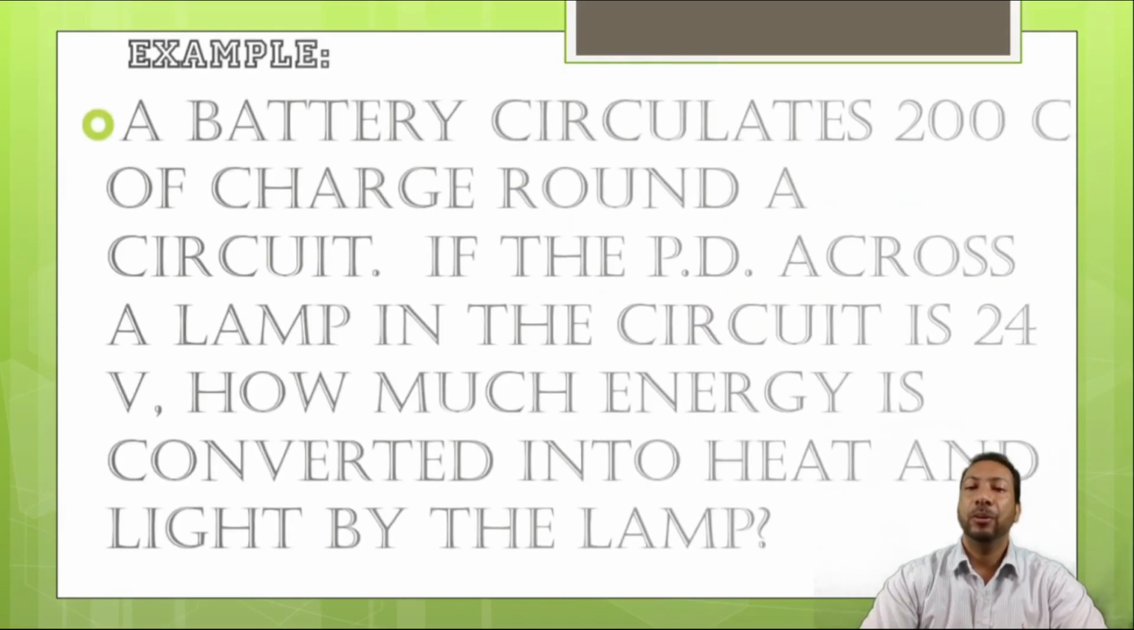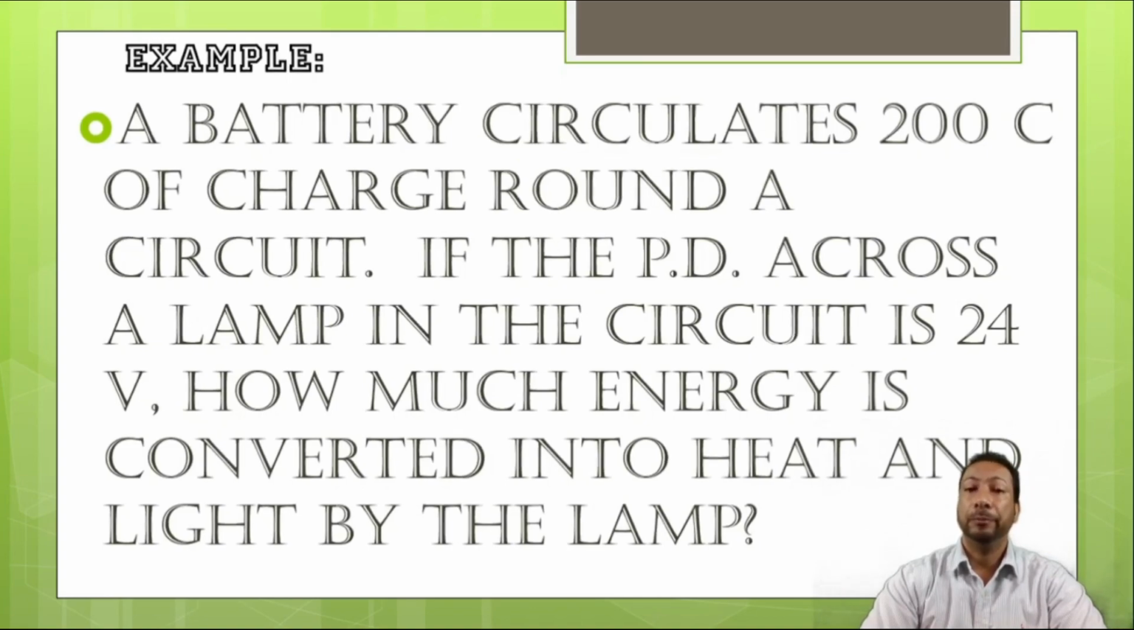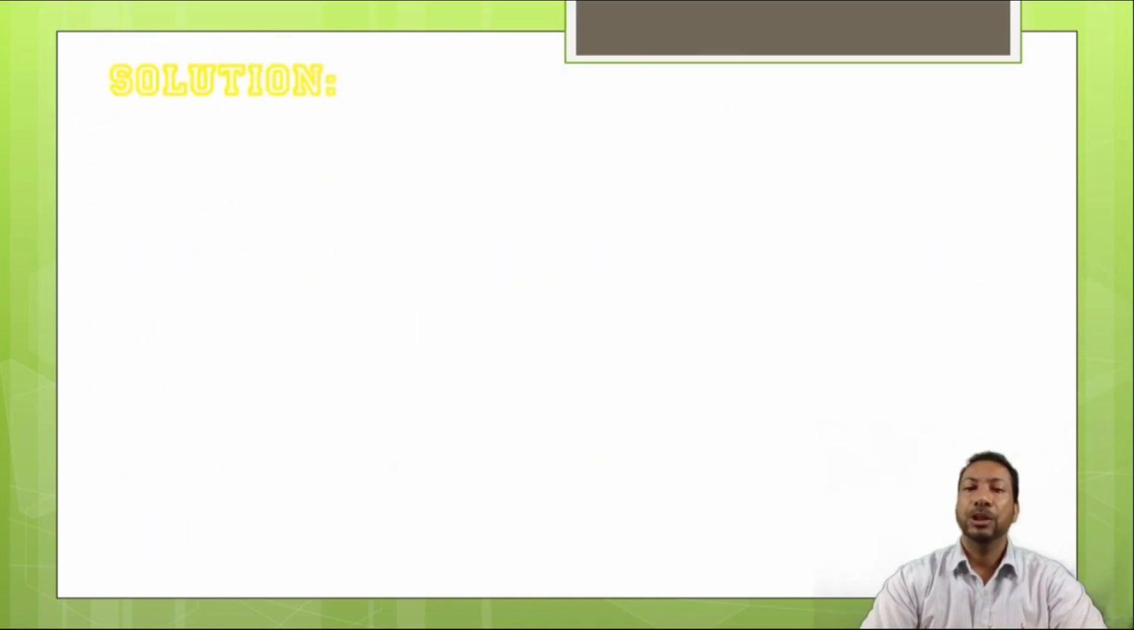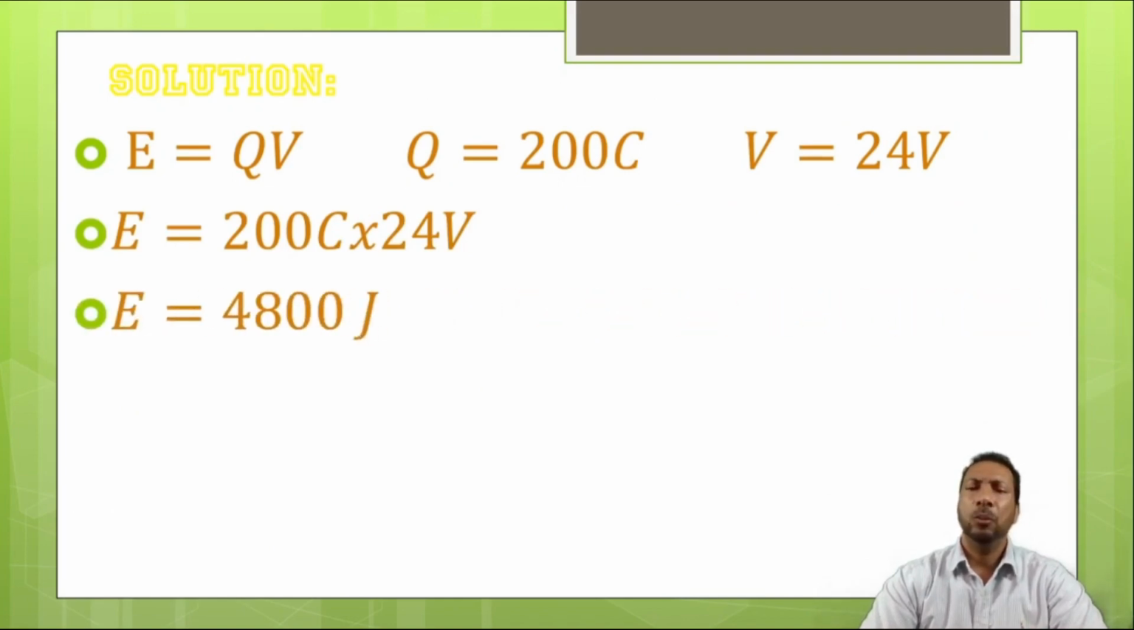Let's look at an example now. Let's say a battery circulates 200 coulombs of charge around the circuit. If the potential difference across a lamp in the circuit is 24 volts, how much energy is converted into heat and light by the lamp? So our solution is as follows. We identify our givens, Q is 200 coulombs, V is 24 volts. We substitute, multiply, and we get our answer of 4,800 joules. Too easy. Let's proceed to power.